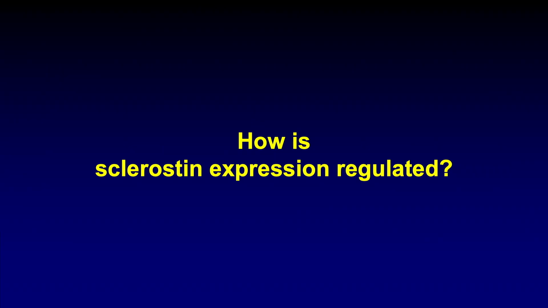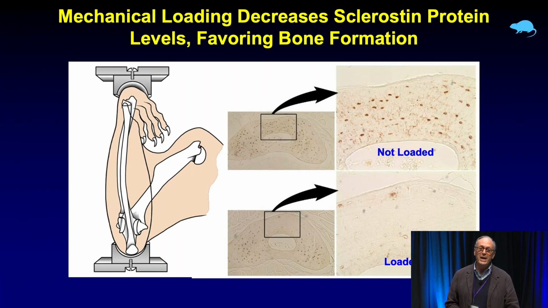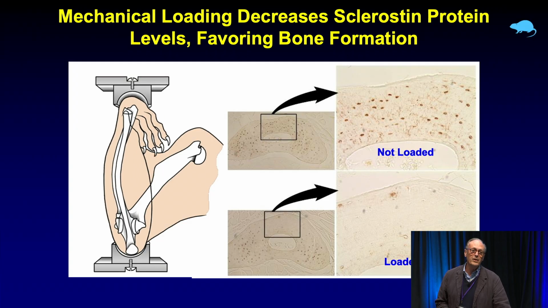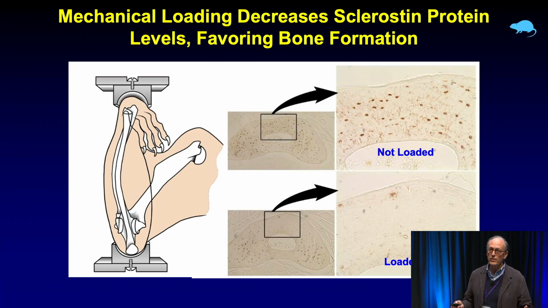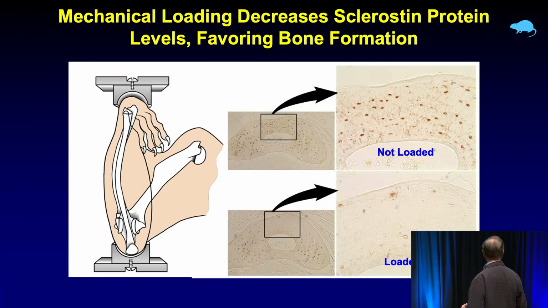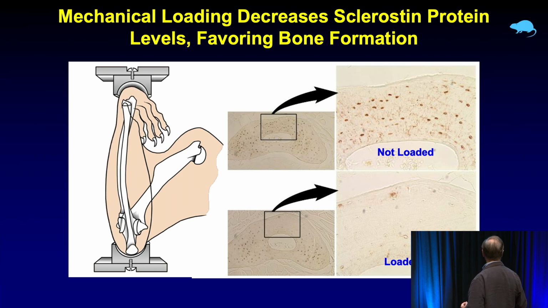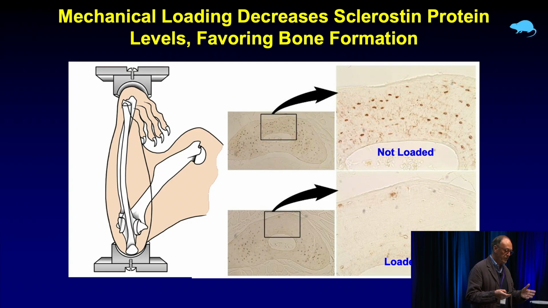So how is this sclerostin endogenously regulated? Very interestingly, the main regulator we know is mechanical loading. I told you these cells are the sensors of mechanical loading. What is shown here in mice is that if you load, the expression of sclerostin, which is high in the unloaded bone, is decreased very markedly. So when you decrease sclerostin, of course, you're going to increase bone formation.